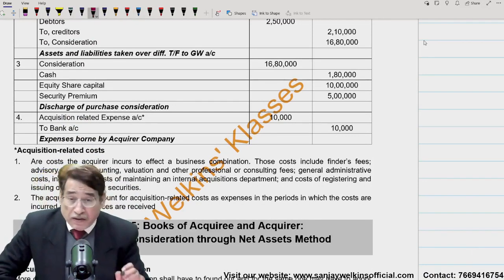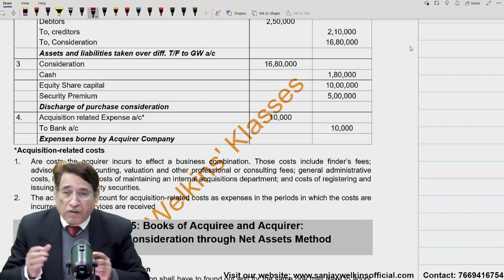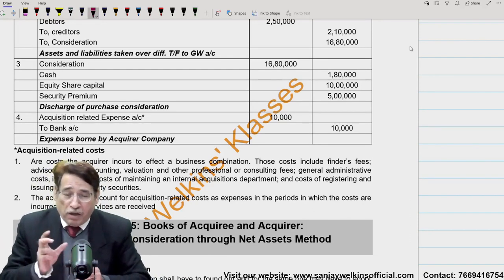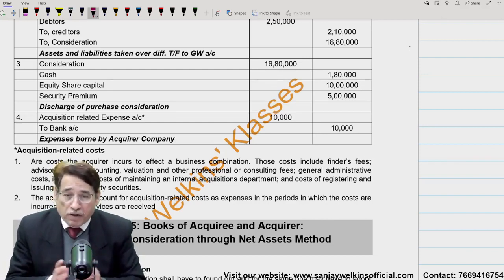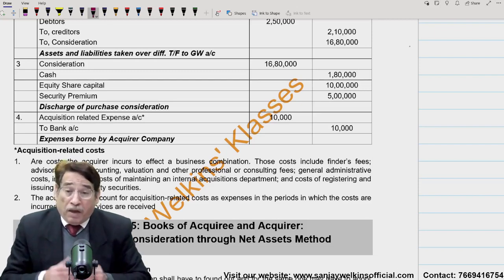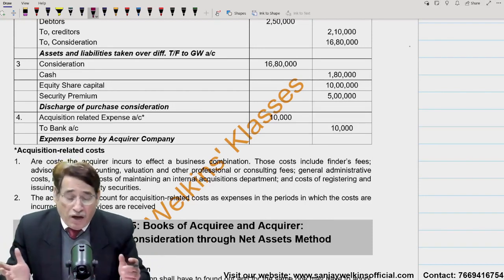If purchase consideration is not given, there are three methods available to compute it. Please listen to me very carefully, and it is very important to mind the wordings and keep it in your mind. Whenever purchase consideration is not given, there are three methods to compute it. But mind it, it is not our discretion. It is not our choice that we can pick any method according to our whims and wills so that we can easily solve the question.